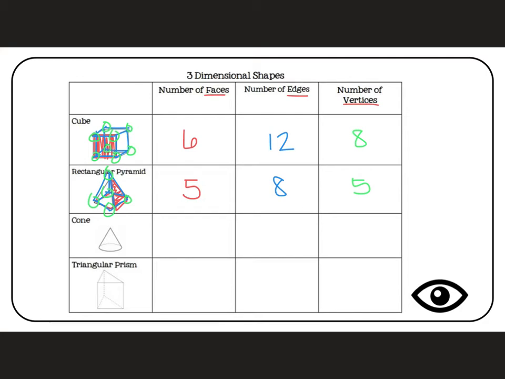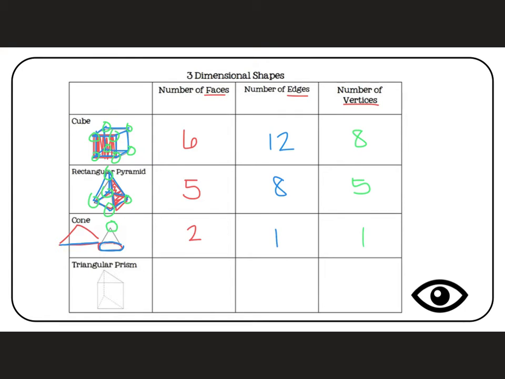Our next shape is a cone, and a cone is a little bit funny because its base shape is a circle. It has 2 faces because it has the circle as well as the triangle that wraps around the outside. Its edges are just where that circle connects to the bottom of the triangle, so it has one edge. And it only has one vertex up at the top.